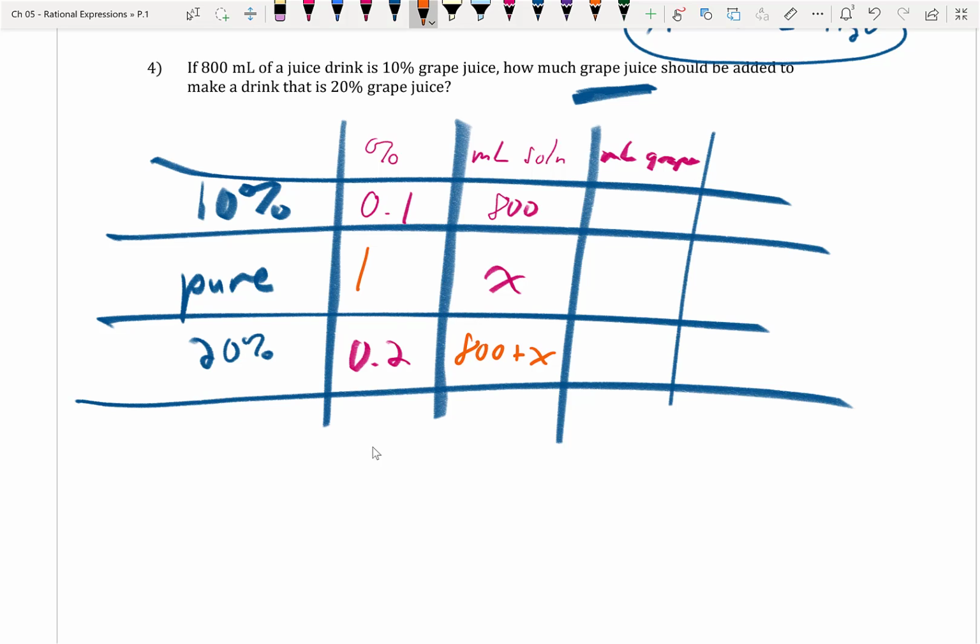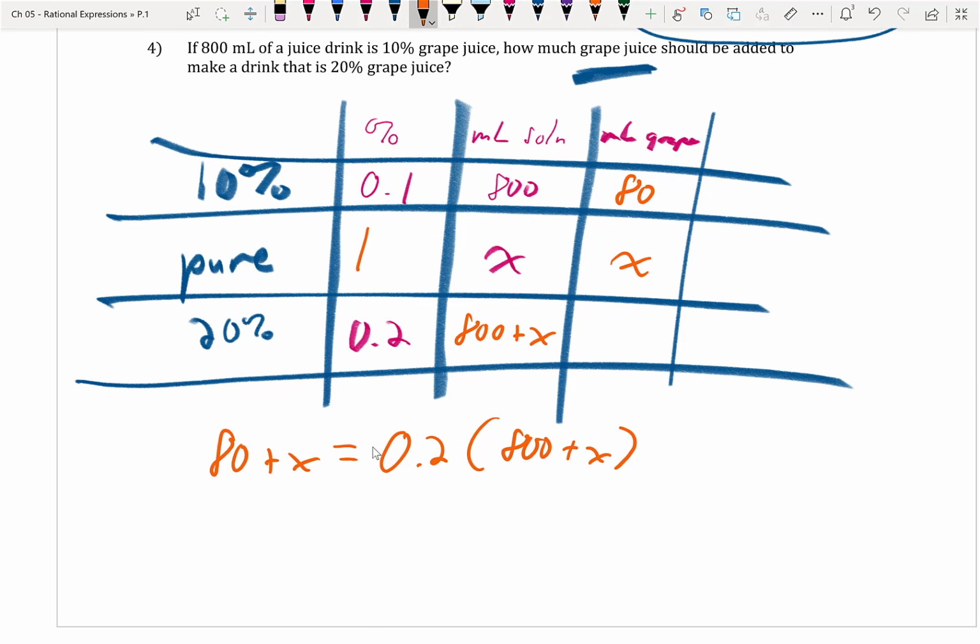And then let's do some multiplication. 1 times x, and 800 times 0.1 would be 80. Vertically add 80 plus x. Horizontally multiply 0.2 times 800 plus x. These are problems you should be able to do without a calculator. You can do 0.2 times 800. 2 times 800 and then slide the decimal point.